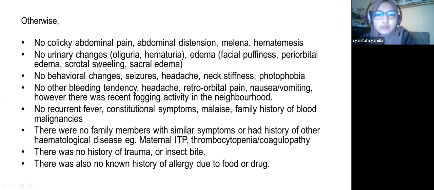However, there was recent fogging activity in the neighborhood. There was no recurrent fever, constitutional symptoms, or malaise, and no family history of blood malignancies. In the family members, none of them has similar symptoms, and none had a history of other hematological diseases, such as maternal ITP or any blood disorders. There was no history of trauma or insect bite, and no known history of allergy to food or drug.